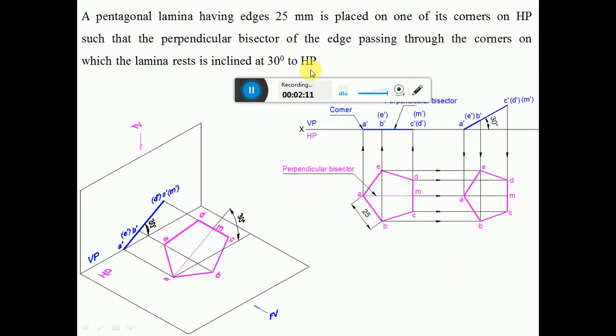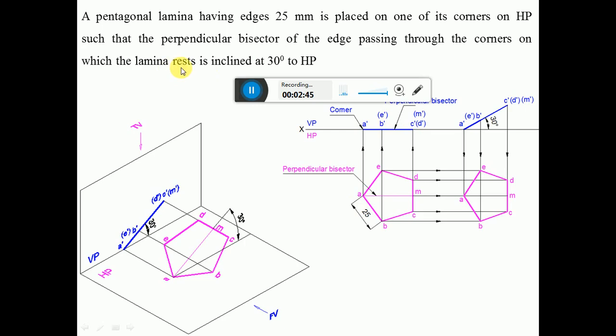The lamina rest is inclined 30 degrees to HP. Now we can see that the perpendicular bisector is inclined at 30 degrees to HP. Here it is resting on a corner, so that perpendicular bisector is parallel to HP. So naturally we are getting the true length in HP. Similarly the perpendicular bisector is parallel to VP, so you are getting the true length in VP. This is the perpendicular bisector which is parallel to VP, so you are getting the true length in the vertical plane.